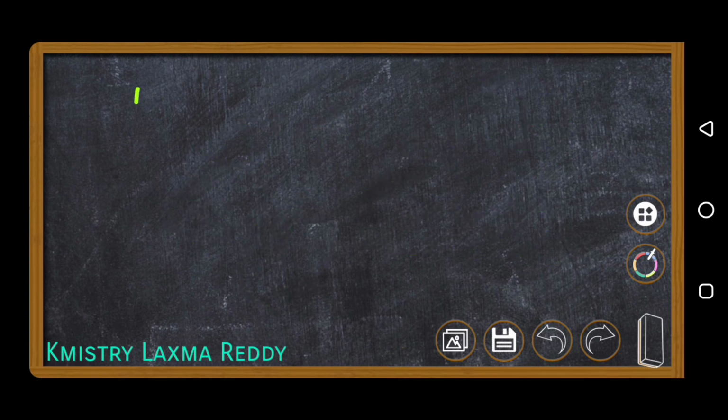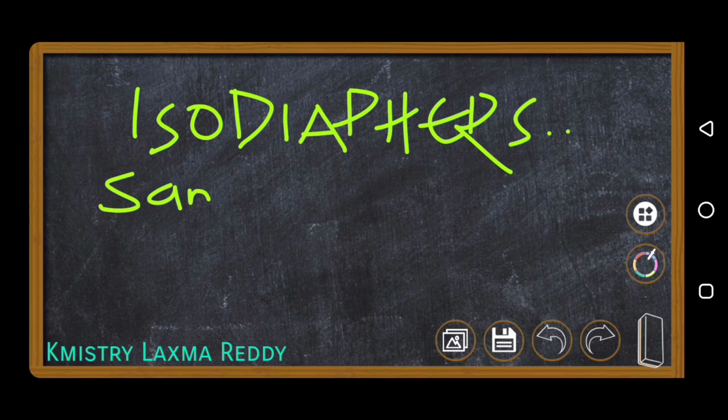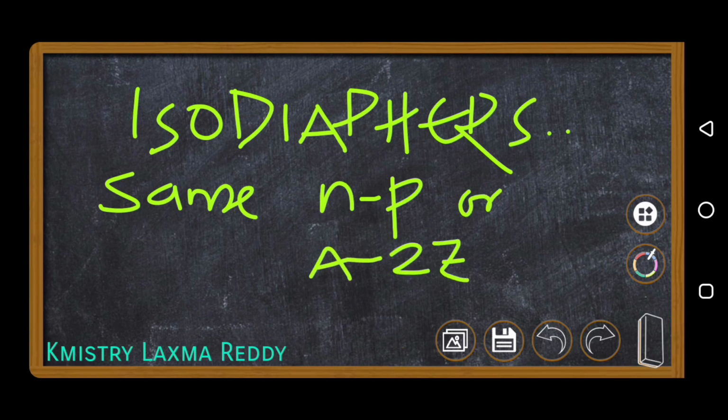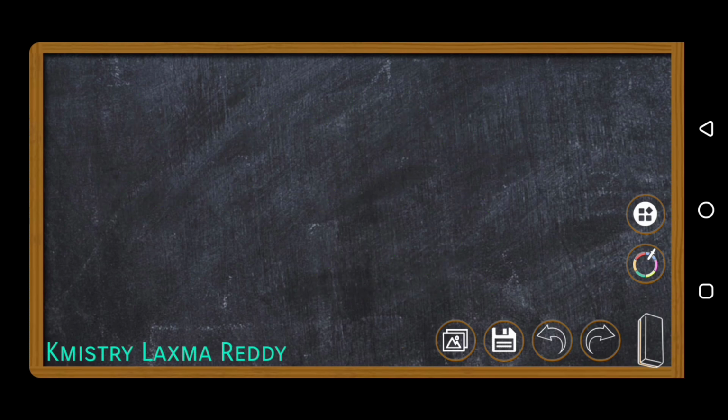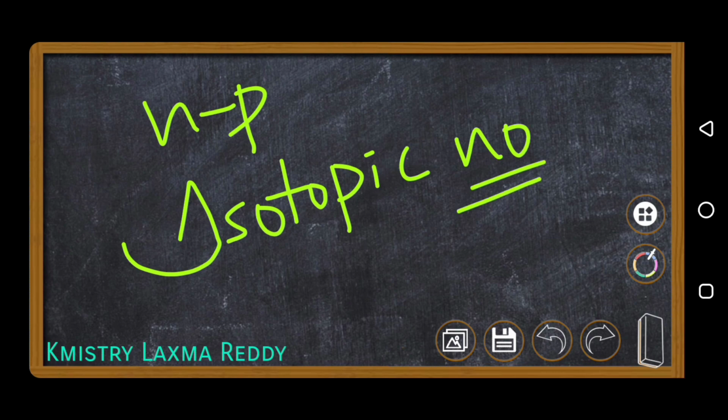Let's go with one more, isodiaphers. Here what happens is the same N minus P, or A minus 2Z, number. N minus P, or A minus 2Z, this number is called the isotopic number. If the isotopic number is same, then they are called isodiaphers.